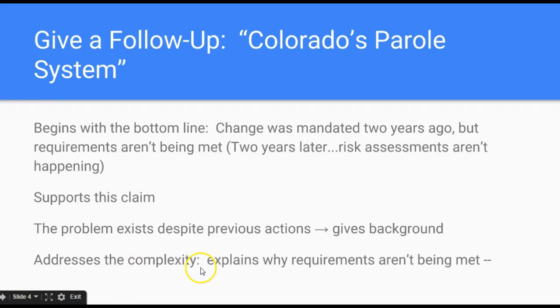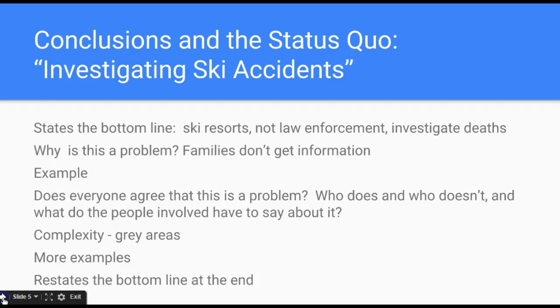And then they go into the complexity of the issue. And they go point by point from one point to another on why requirements aren't being met. Why is it that these parole risk assessments aren't getting done? So another technique or way of organizing you could use: just follow up on an event or a law or something that's supposed to be solving the problem, and figure out what's happened since that point.